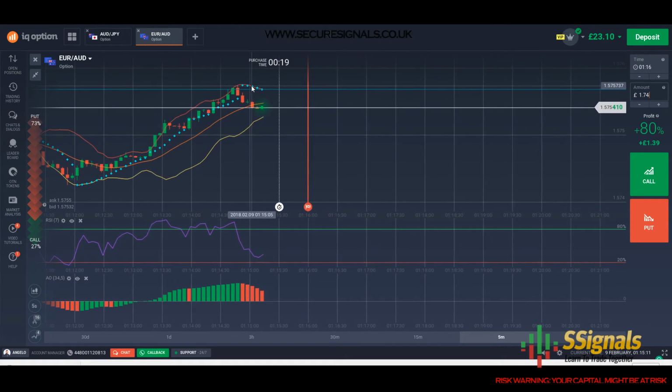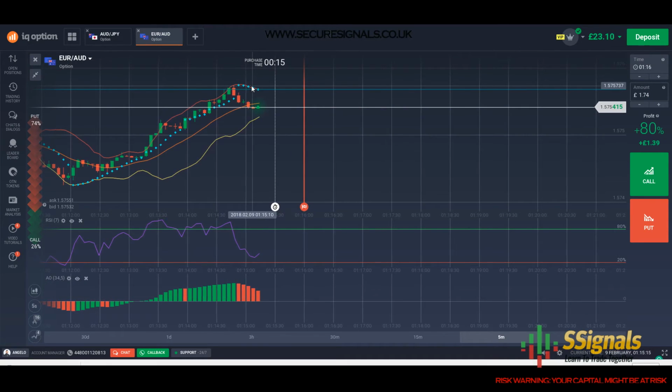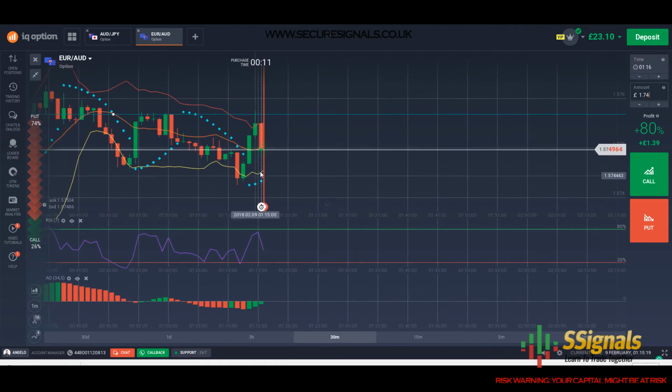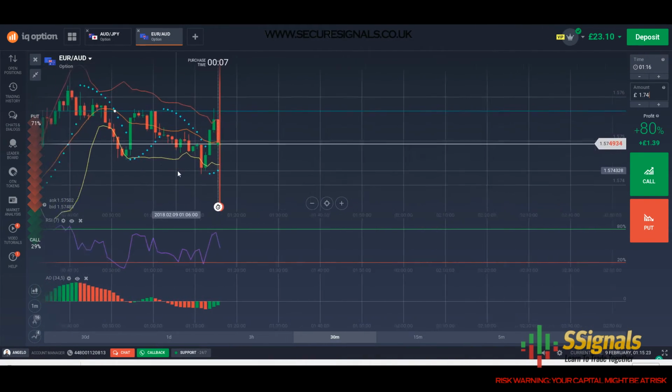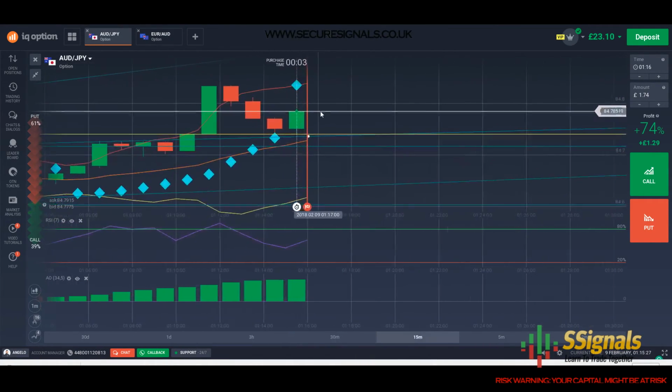Okay, so I did actually miss the entry here. Doesn't look like it's actually going to pull back up. Yes, it's just shot all the way down. Perfect entry. I would have done a perfect trade. But that's fine. Should have just had faith and just entered.